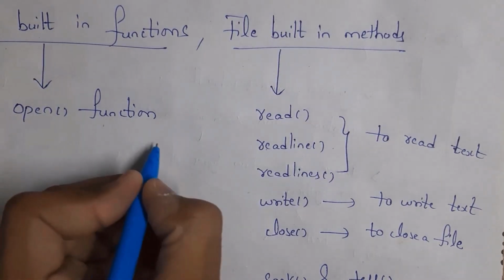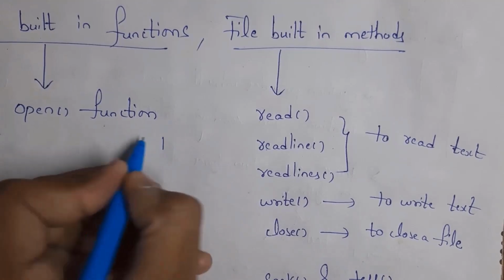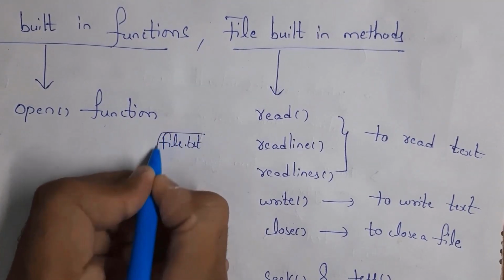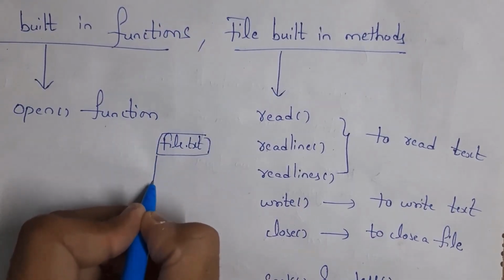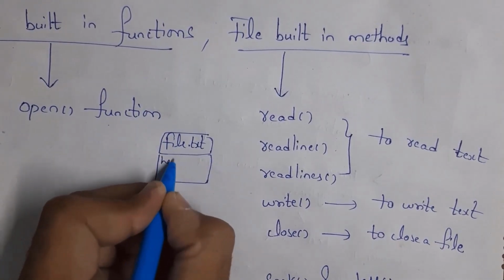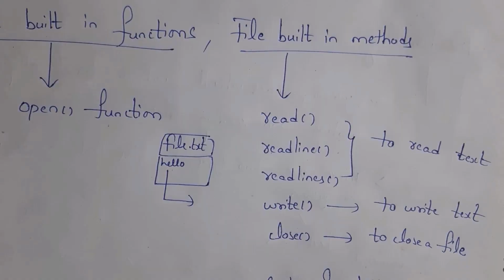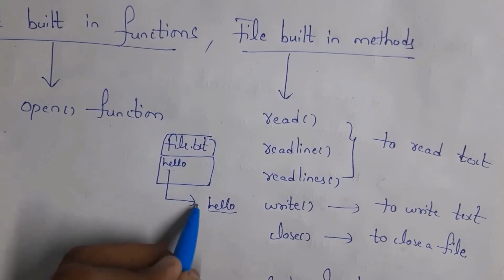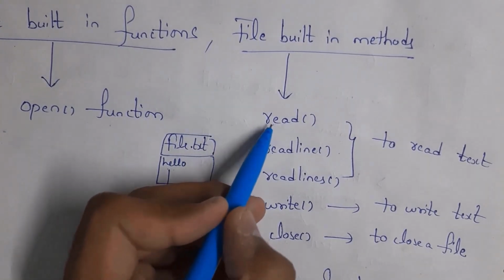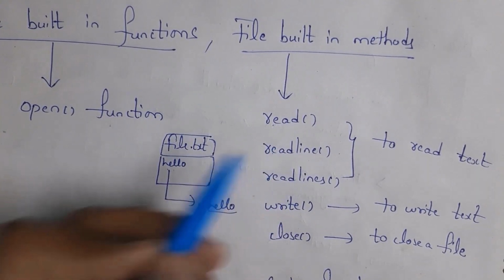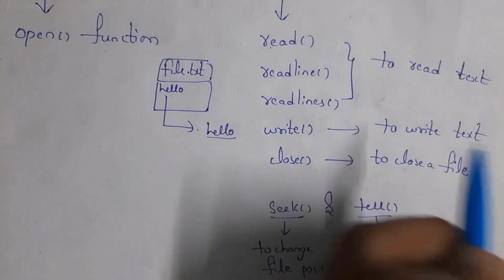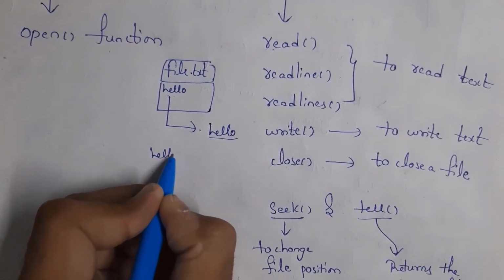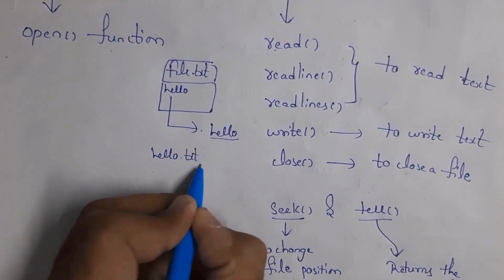For example, there is one text file. The text file name is file.txt. This is a text file. This text file contains data, that is hello. Now I want to see this data in my Python terminal. In order to see this file data in your Python terminal, you can use the read method or readline method or readlines method. By using the write method, we can write text. For example, there is a text file. The text file name is hello.txt. This is a text file.